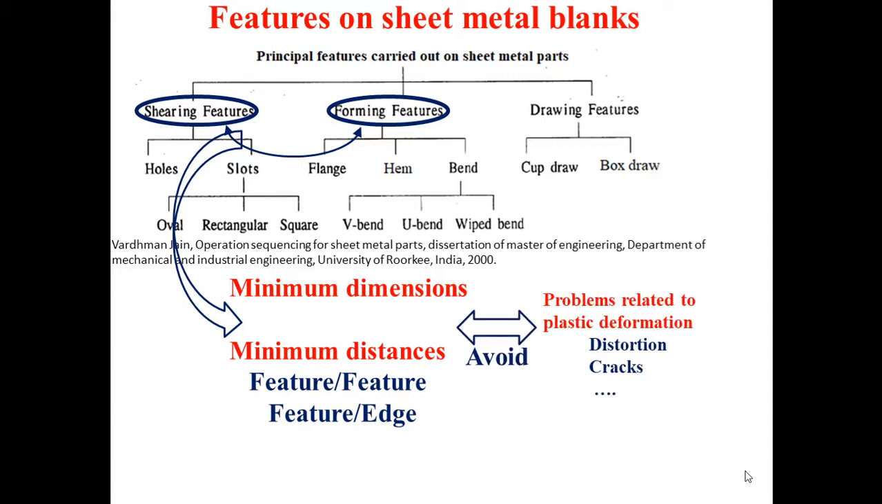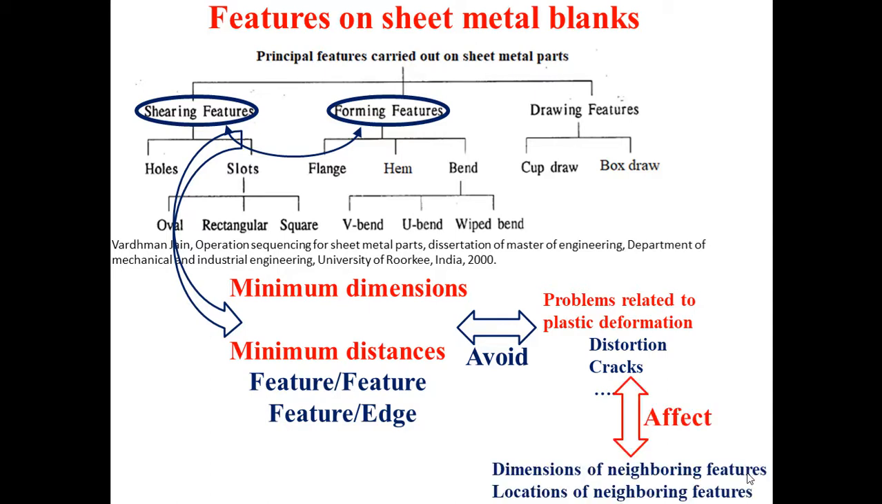These rules will permit to avoid problems related to plastic deformation, such as distortion, cracks, and others. For example, here the distortion can strongly affect the dimensions and the locations of the neighboring features. Hence, the importance of such minimum dimension and minimum distance rules.